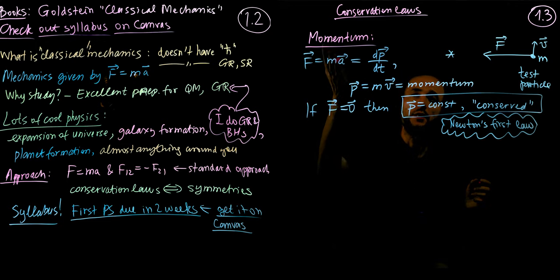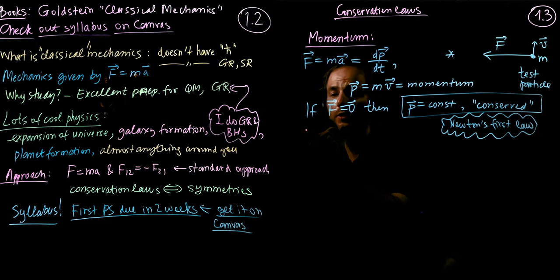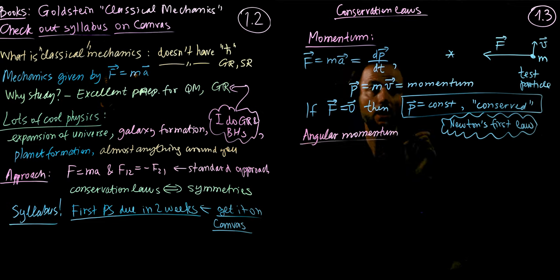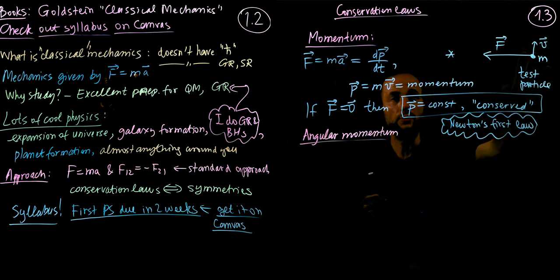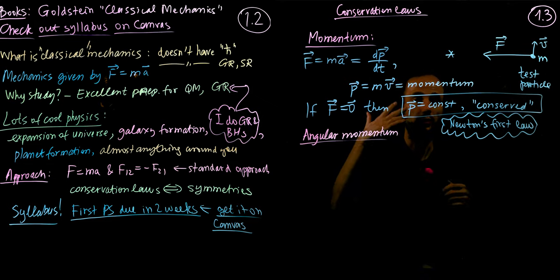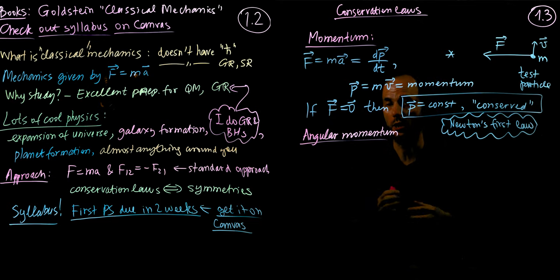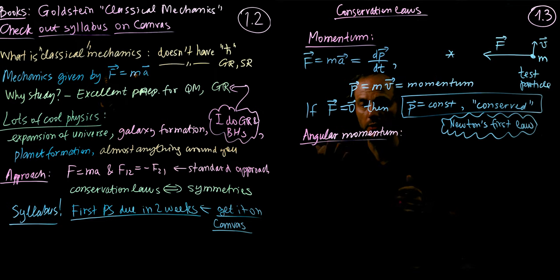Well, we started with linear momentum. How about angular momentum? Considering exactly the same system of a test particle of mass m moving at velocity v, under the action of force F, where you can think of it as a planet orbiting around a star, how can we derive the conservation of angular momentum? Well, force changes linear momentum. What changes the angular momentum? Well, that is a torque.